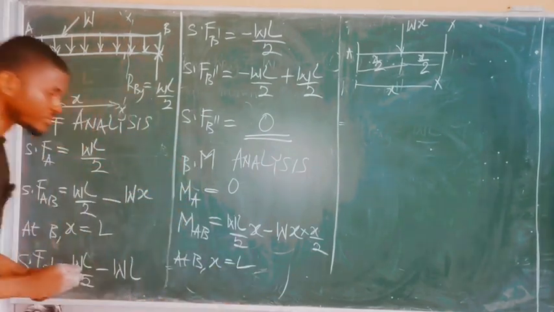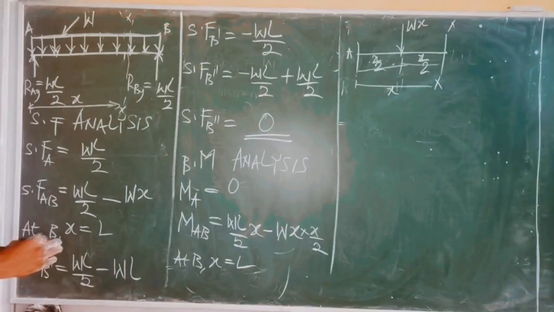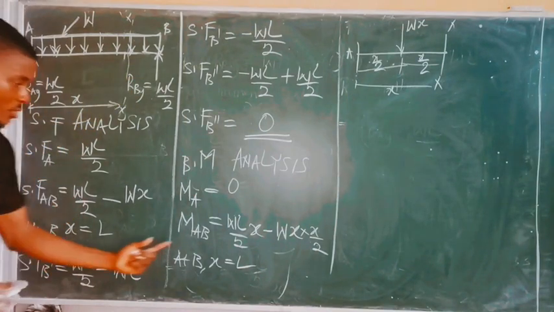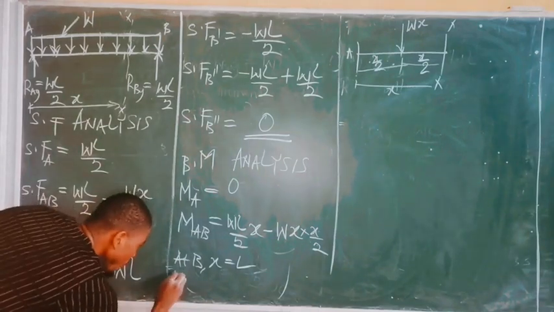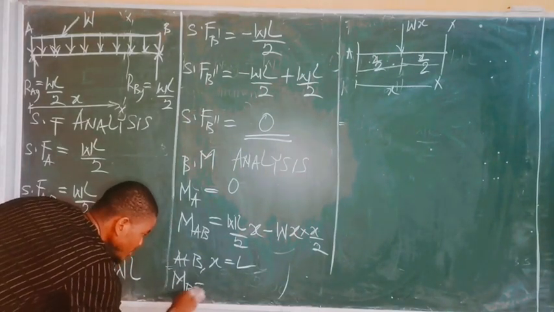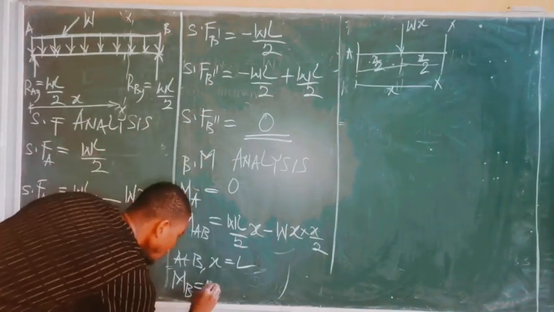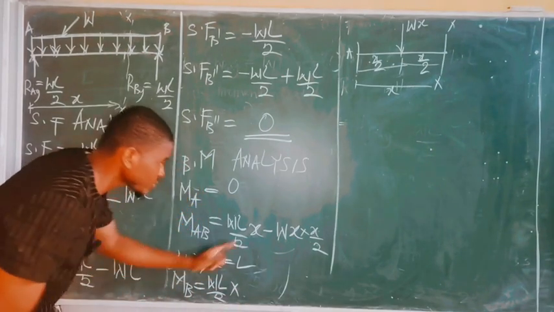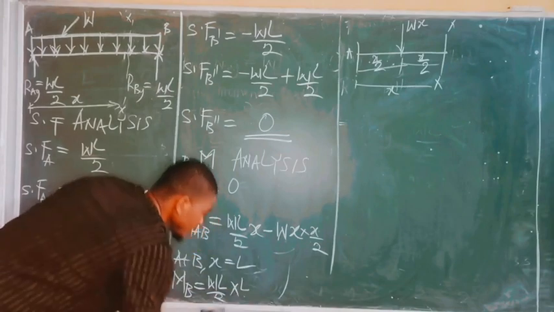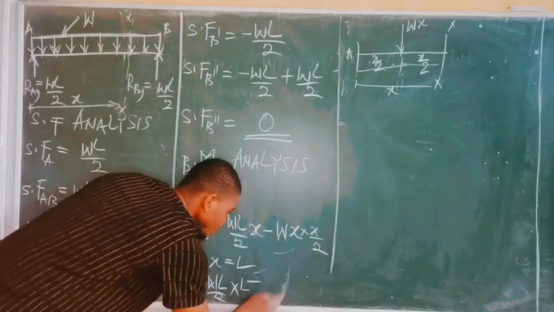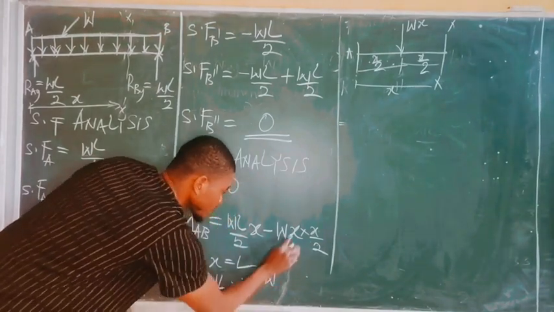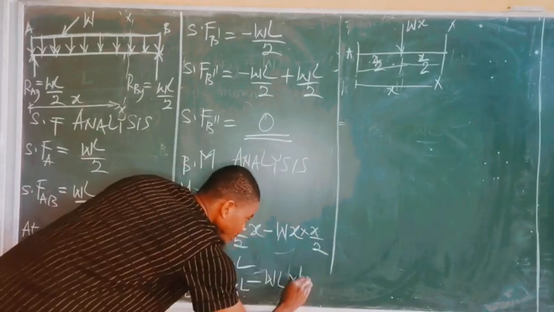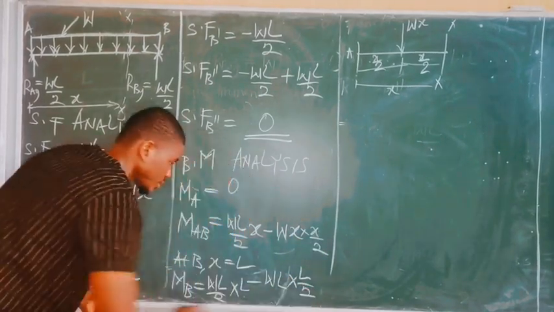The entire length of the beam. At point B, that is when X runs from point A down to B, it becomes the entire length of the beam. X equals L. So therefore, we now have the moment at point B, and that's equal to WL all over 2 times, in place of X we now simply have L, minus W, in place of X we'll have L, times, in place of X here we also have L all over 2.